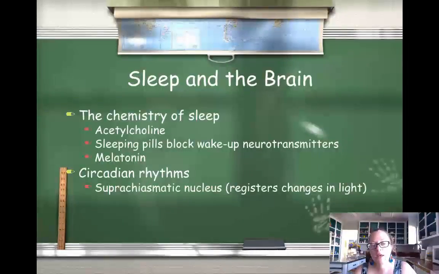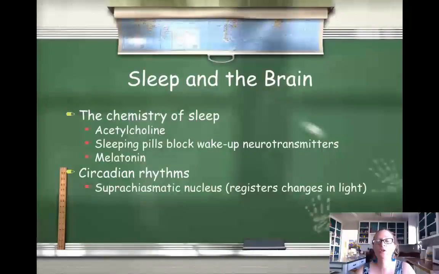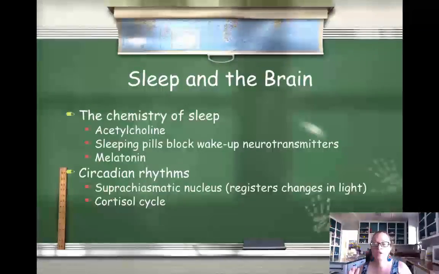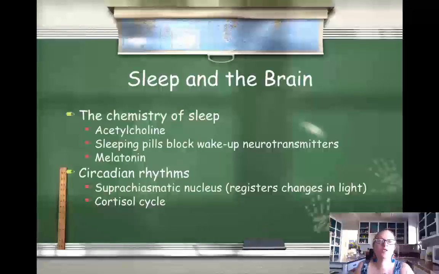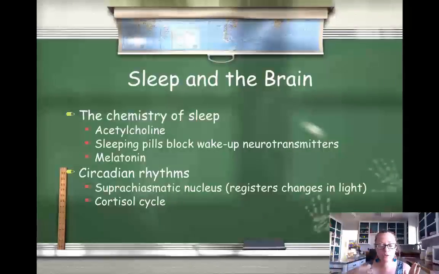The suprachiasmatic nucleus, say that 10 times fast, is the part of your brain that registers changes in light and tells it to release acetylcholine or to release melatonin. If you imagine a chart, okay, so you wake up, let me think this through. I usually draw this out, so it's a little hard to think about on the fly. All right, you've got your baseline, your little chart here.